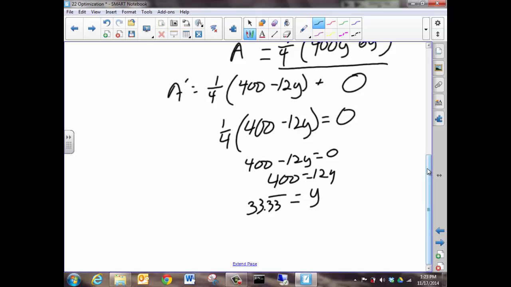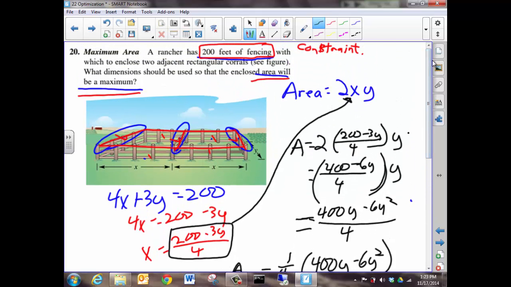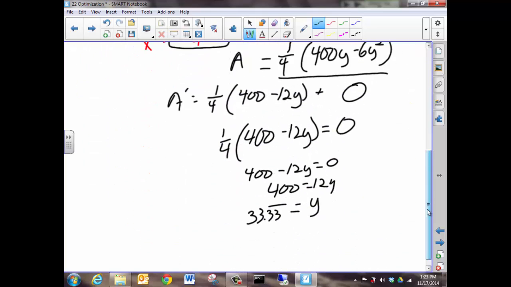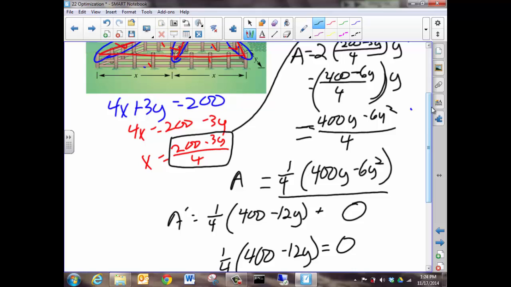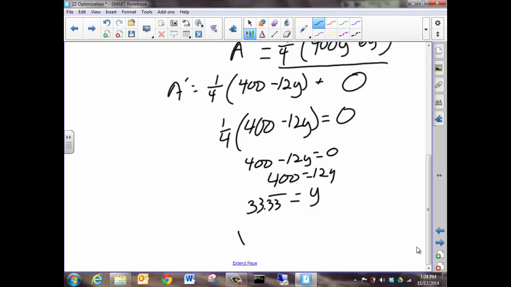So now, what was the question that was asked? That's an important thing that students often miss here. What dimension should be used so that the enclosed area will be a maximum? Okay. So we know what y is now. We need to figure out what x is. How are we going to do that? Plug it back into something up here. Maybe this one that says 200 minus 3y over 4. So we would get that x equals 200 minus 3y over 4, which is 200 minus 100 over 4, which is 25.